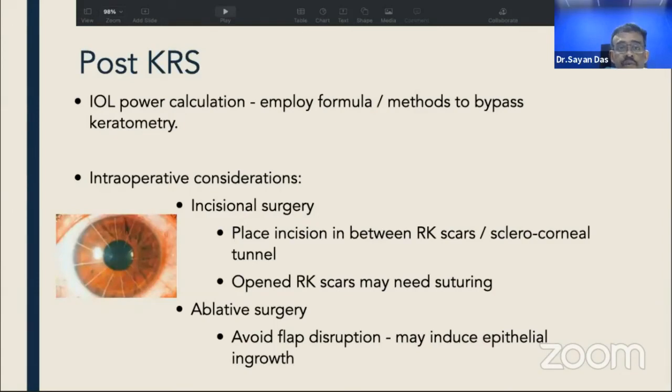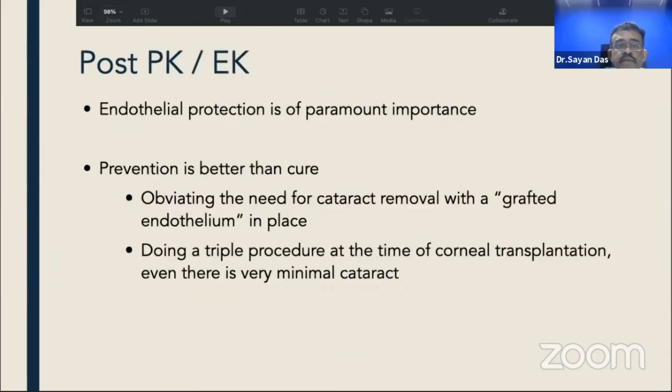Post-keratorefractive surgery, IOL power calculation is a problem, and we should either employ formulas or employ methods to bypass keratometry. Intraoperative considerations are important in RK, because these incisions may open up, and we may prefer a sclerocorneal tunnel in these cases, and open RK scars may need resuturing. And in ablative surgery, we should take care that we do not disrupt the pre-existing flap, because that may induce epithelial ingrowth.